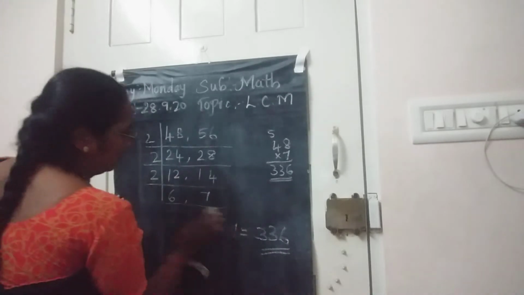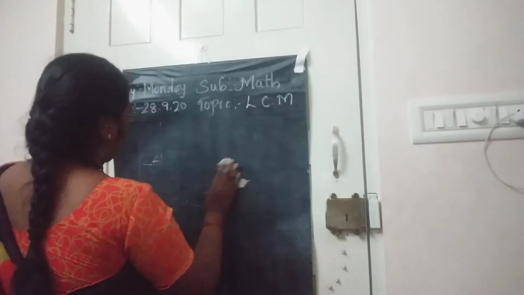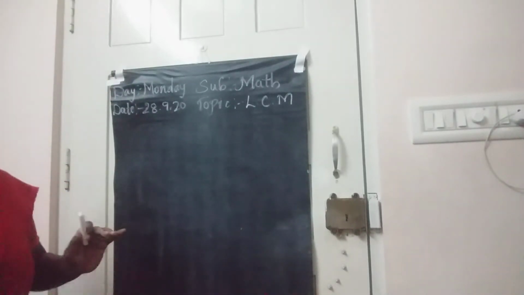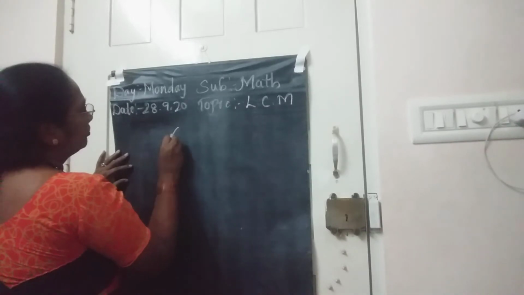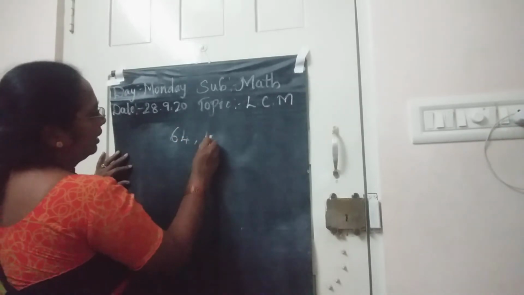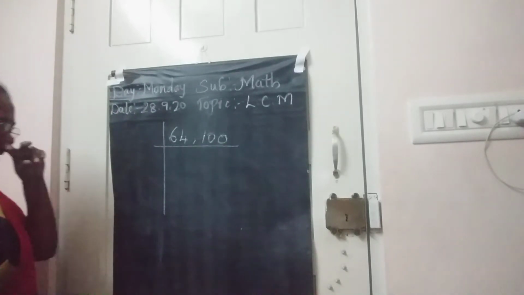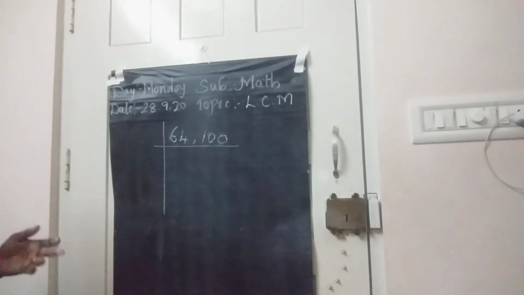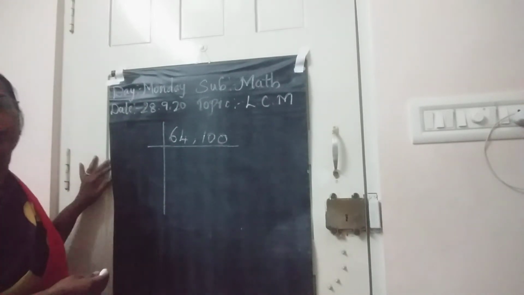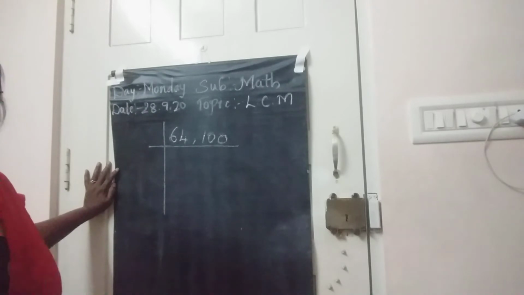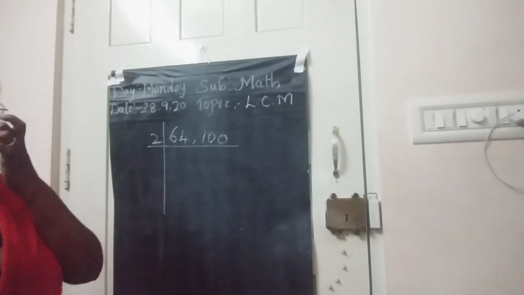I'll show you one more sum. Yes, what? 64 and 100. The next one is 64 and 100. You can take it in 4 tables also, no problem. Or you can take it as 2 tables also. Yeah, I'll take 2 tables.